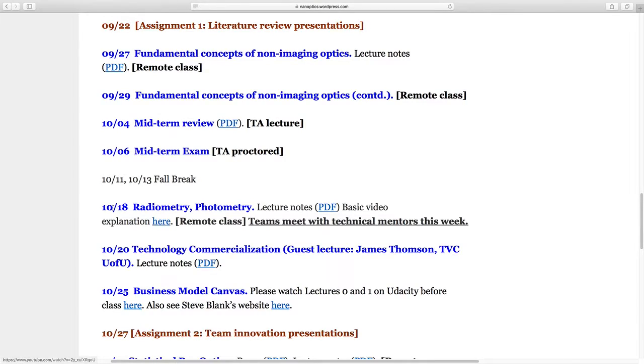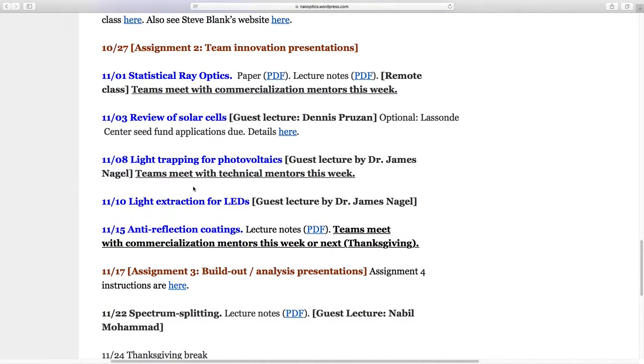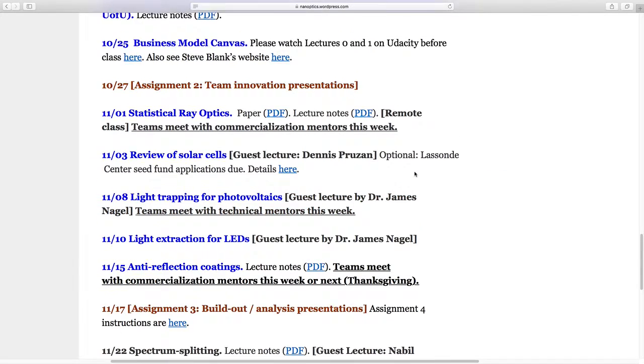Then here, right after fall break, that's the next meeting. And then there's a meeting the second week of November. So 3 meetings with the technical mentors, and that will help you finalize the final technical assignment.